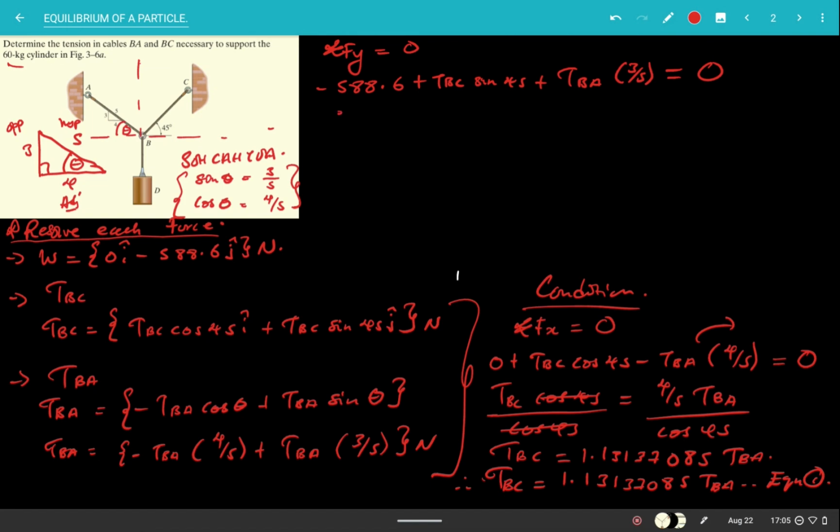Alright, so I can also write this and let the variables be on one side. I'm having TBC sine 45 plus TBA times 3 over 5 is equal to, I can take the weight force to the other side, and I'll have positive 588.6. Now remember, I already have the value of TBC, so I can plug that value in where TBC is. By doing so, I'll be having a very lengthy value. Okay, that's fine. I just get everything so that I don't confuse you.